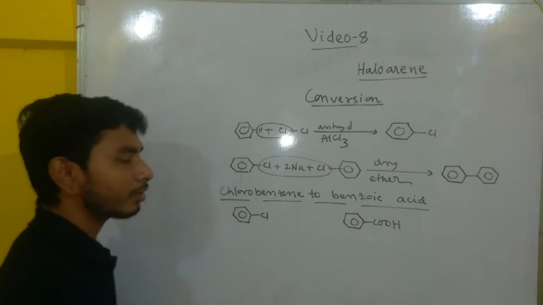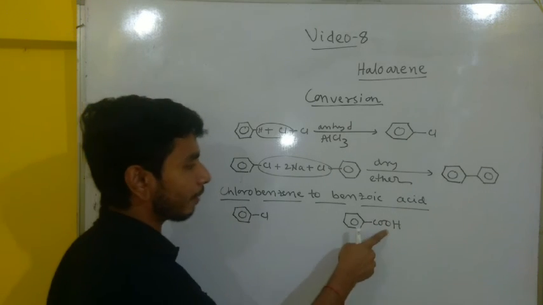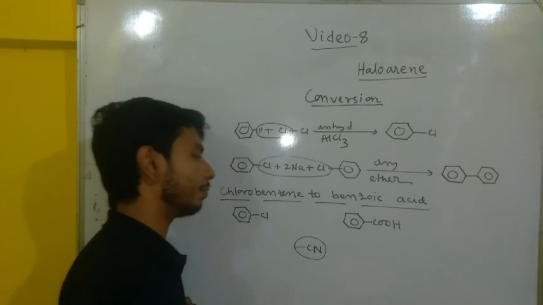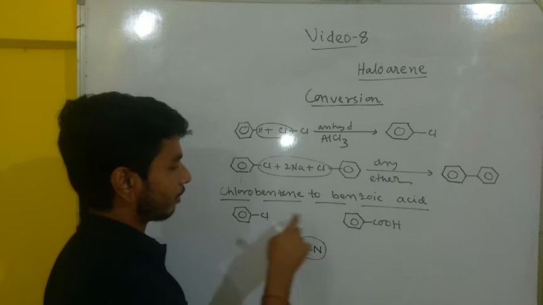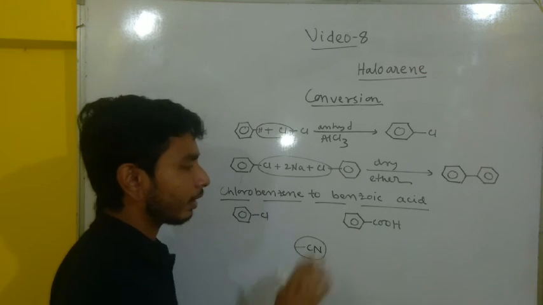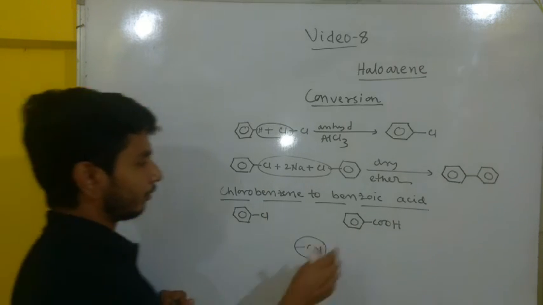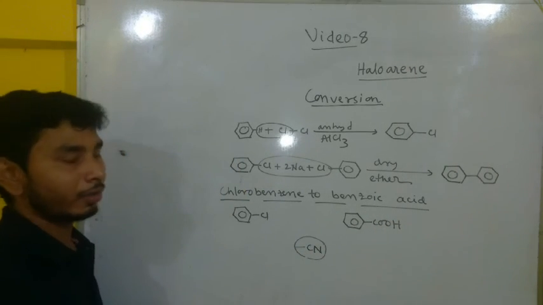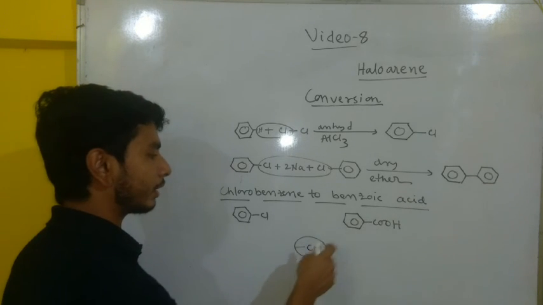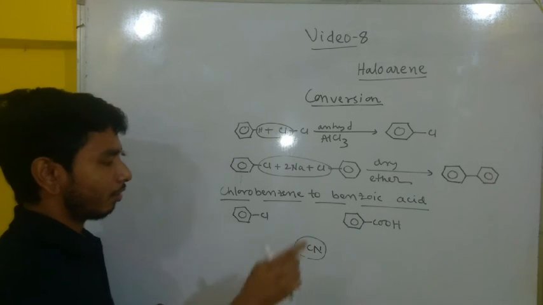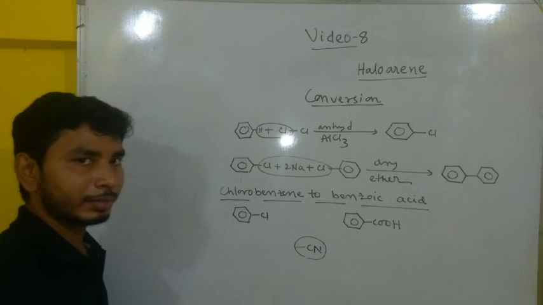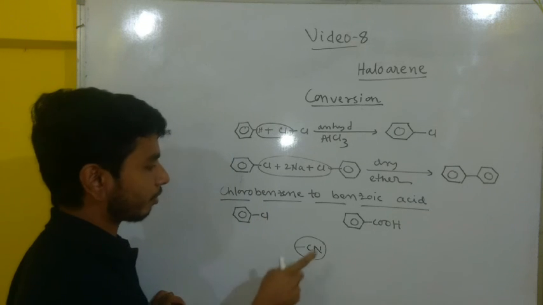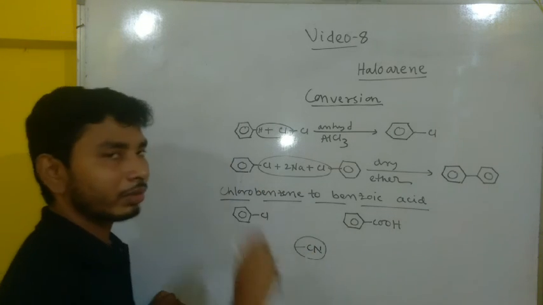Here we have to get a carboxylic group. A chloride cannot be converted directly to a carboxylic group. If we have to get a carboxylic group, first we have to get a cyanide group, and a cyanide group upon hydrolysis always gives the carboxylic group. So first the chloride group of chlorobenzene is converted to a cyanide group, which is then converted to the carboxylic group.